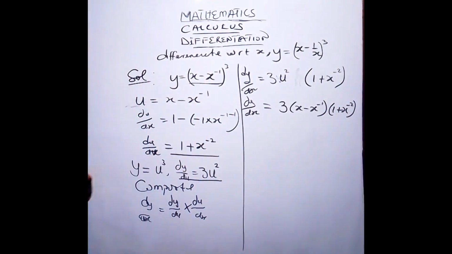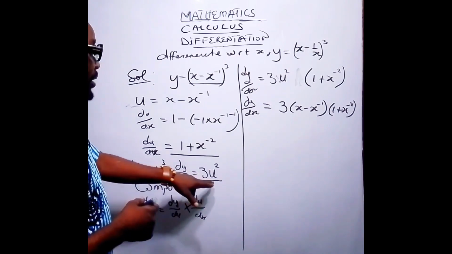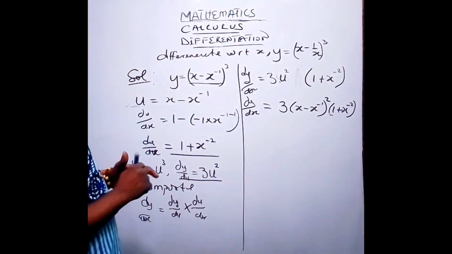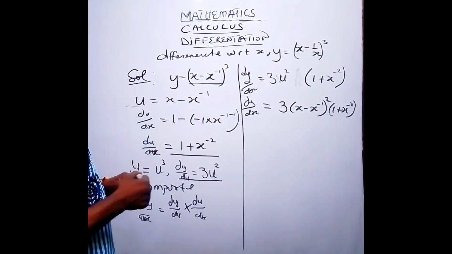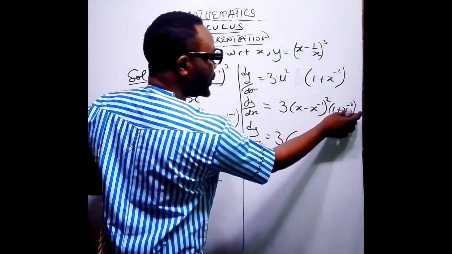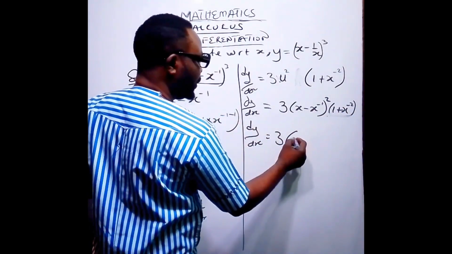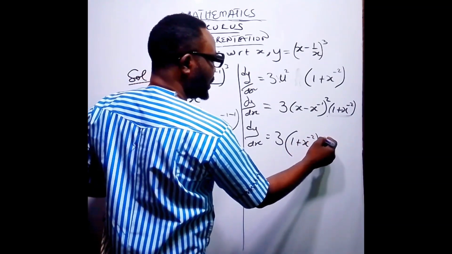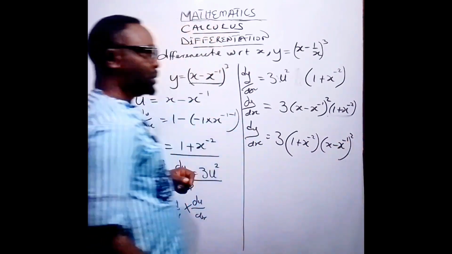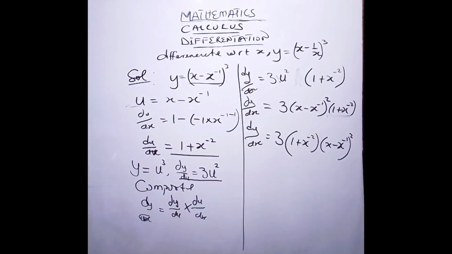Now, if you look at this expression, we can simplify it further, depending on our intention. This is 3u squared, yes, it's squared here, then we have that one there as well. So dy/dx can become 3 into brackets, multiplying everything together, 1 plus x raised to the power minus 2, then x minus x raised to the power minus 1, squared. That is the final answer to that question.